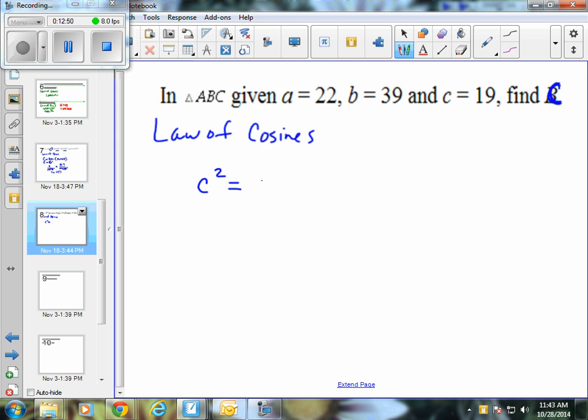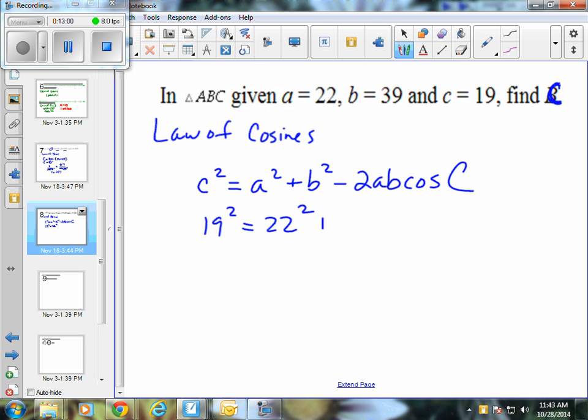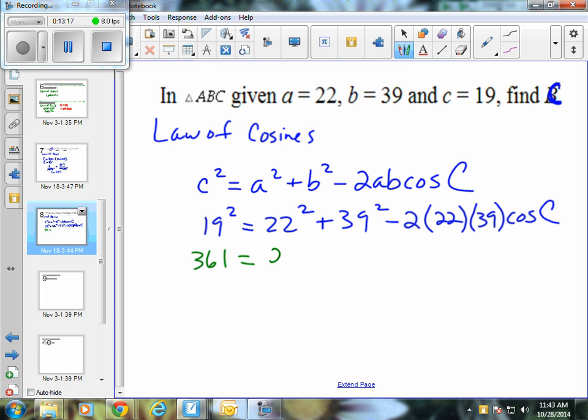So c squared equals a squared plus b squared minus 2ab times the cosine of c. So little c is 19, and then 22 squared plus 39 squared minus 2 times 22 times 39 times the cosine of c. Now remember, this is the one that people had a little bit more trouble on the solving, so we'll try to put our numbers in here. So that's 361, just double check on your calculator. 2005 for the 22 squared plus 39 squared. And then 1716 is the 2 times 22 times 39 times the cosine of c.